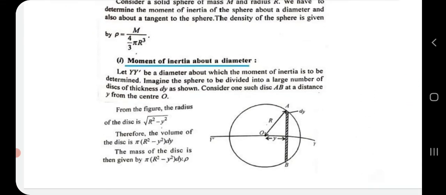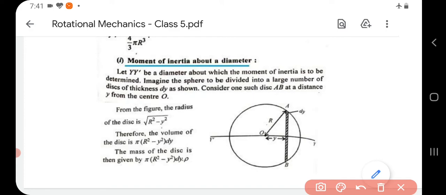For that, let y dash be the diameter. Okay, our aim is to find moment of inertia about this diameter y dash. Okay, now for that, suppose that the solid sphere is divided into a large number of discs. Okay, one such disc is shown here. Let its thickness be dy. Okay, and you name it as AB, and it is at a distance y from the center O.